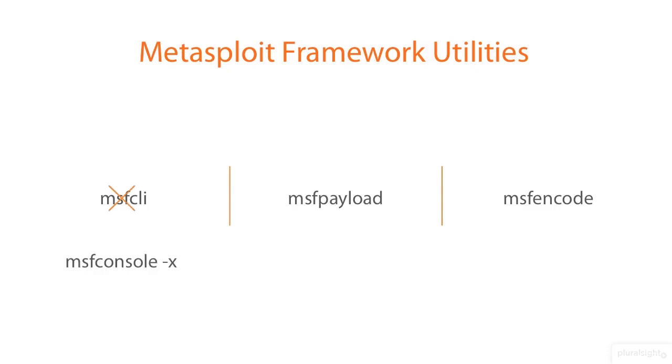The first change was related to MSF CLI. It's been removed from the framework, but there's an equivalent functionality achieved when you use the MSF console command with the -X option. The next change removed both MSF Payload and MSF Encode and replaced them with MSF Venom, which provides a single tool for payloads and encoding. It's important to mention these changes here because most of the books, tutorials, blog posts, and other older documentation still refer to these utilities. I want to make sure that you're aware that these utilities are different now.